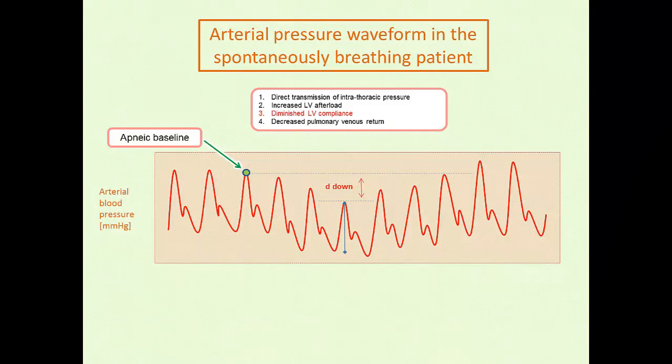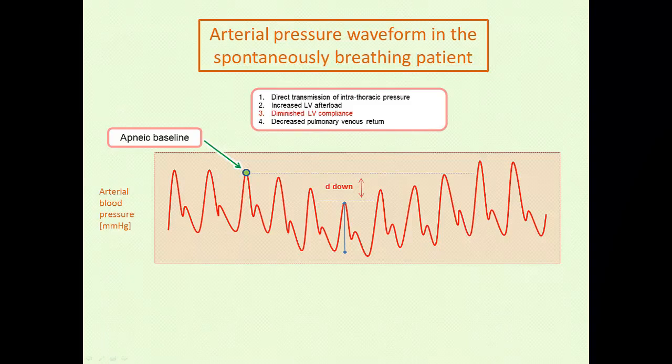The key mechanism here and the physiology of the quote-unquote normal pulsus is diminished left ventricular compliance, and that just occurs as the right ventricle is charged with blood. On inspiration, the compliance of the LV is impaired. And then also during spontaneous inspiration, there could be decreased pulmonary venous return.